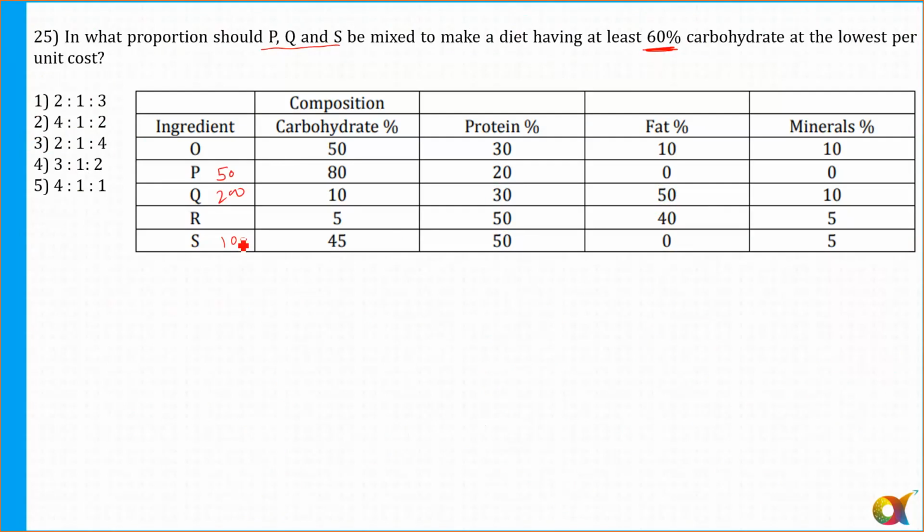The question is, in P, the carbohydrate is 80%. In Q, the carbohydrate is 10%. In S, it is equal to 45%. The question is, in what proportion should these be mixed to make a diet having at least 60% carbohydrate at the lowest per unit cost. So the ratio is already given, so we can work with the help of the options. We need carbohydrate minimum 60% as well as the cost should also be minimum.